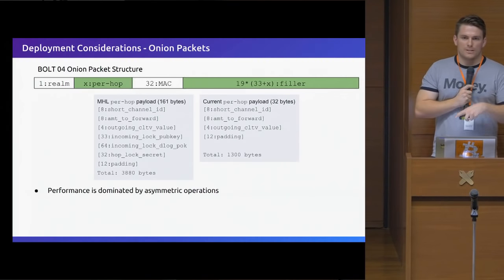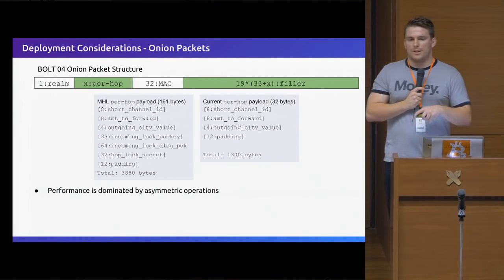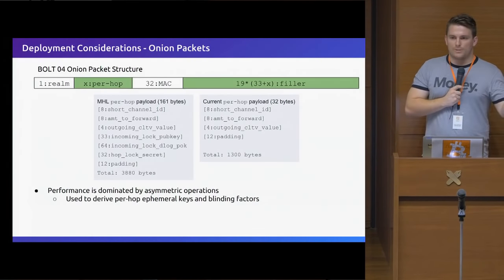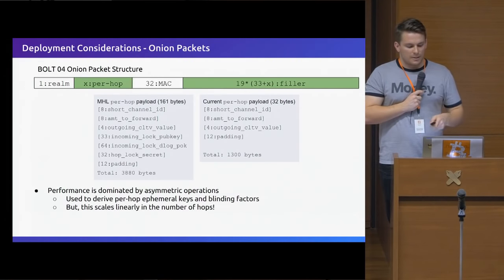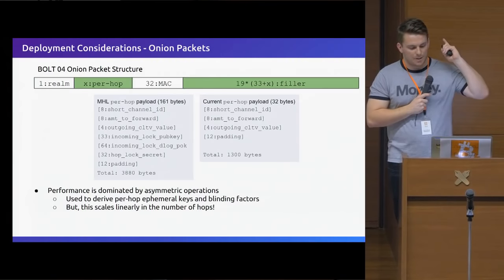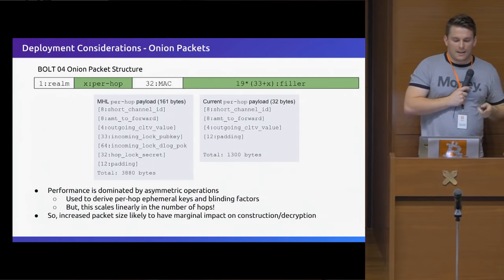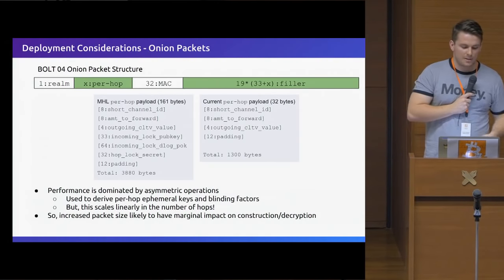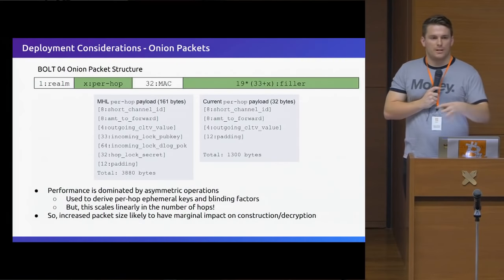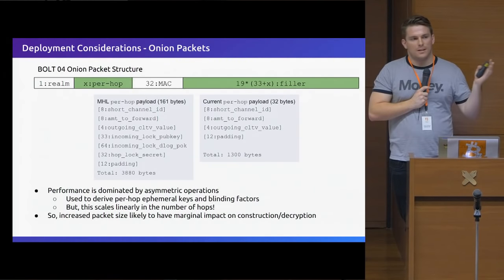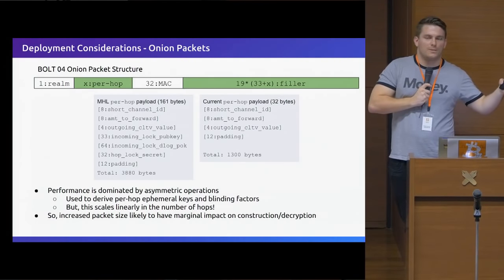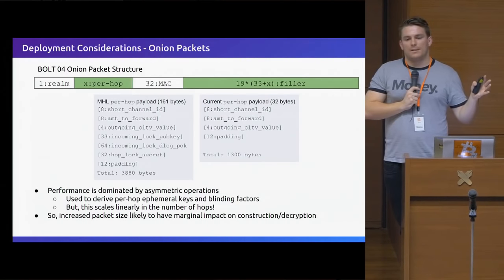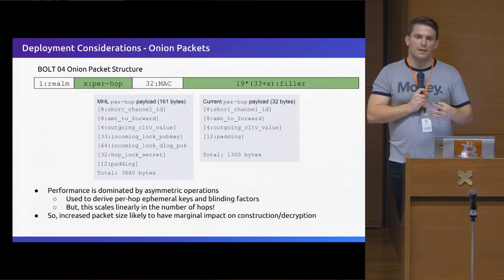Fortunately, when you're constructing and decrypting these, the majority of the computational bottleneck is in asymmetric crypto operations. Those are used to derive ephemeral keys and blinding factors for each hop along the way. And this scales linearly in the number of hops, which is something I worked on back in February, getting that down from quadratic. So the end result is that this will have very little impact. I'm projecting, obviously, but this should have very little impact on the actual performance of construction and decryption of these packets, because expanding the size isn't that relevant. We still have the same number of hops, and all the data is encrypted with symmetric encryption, so it should stay relatively performant.